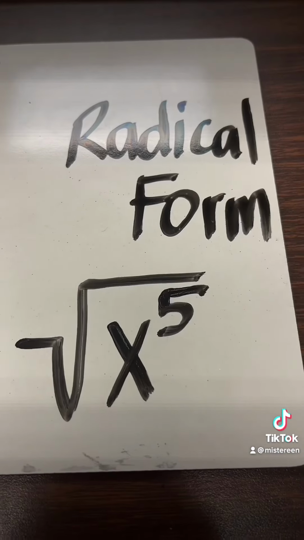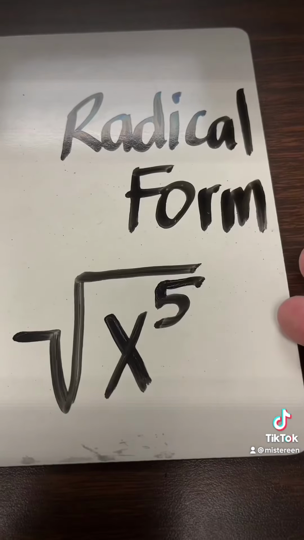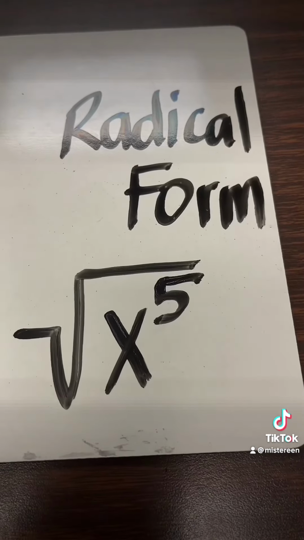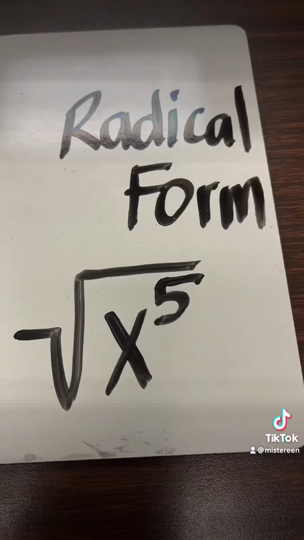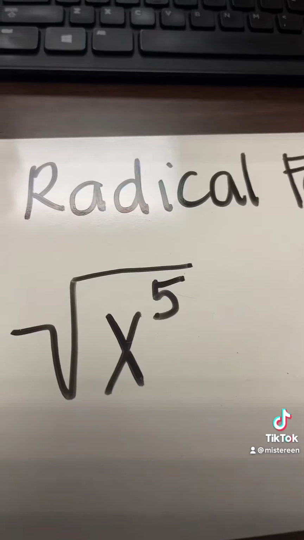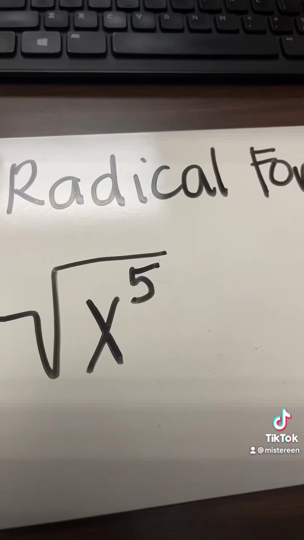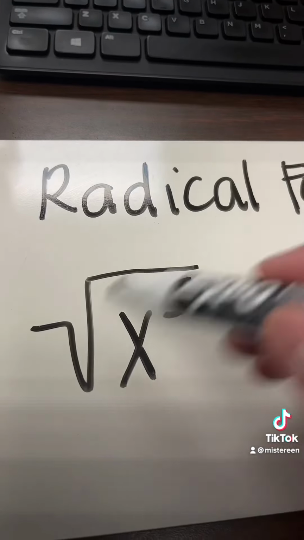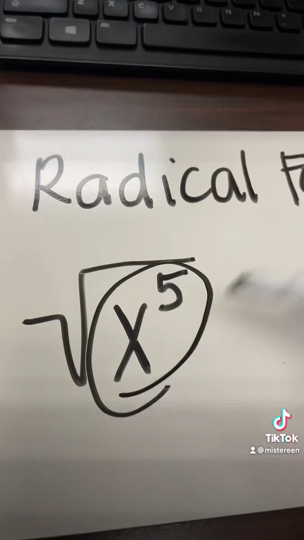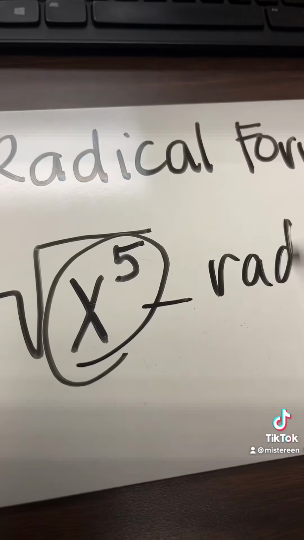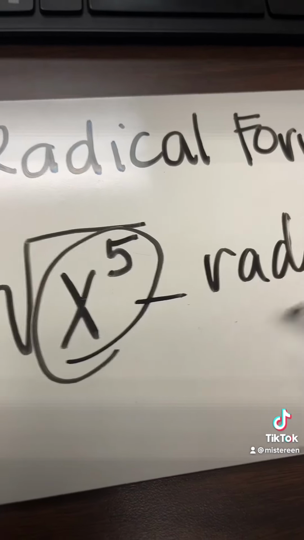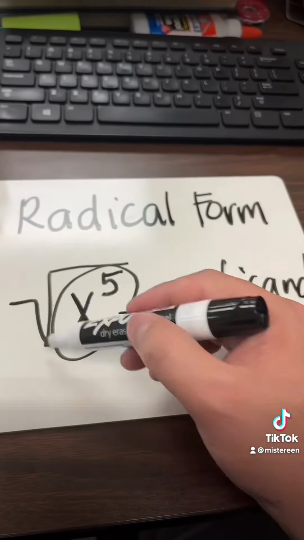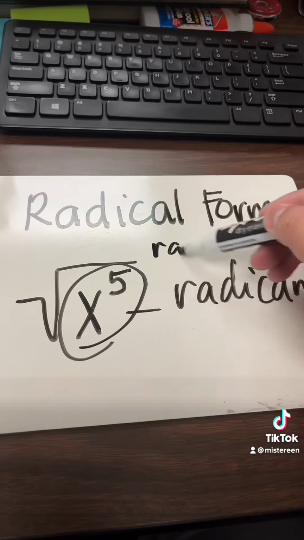For radical form, we have here an example of a radical form. You have the square root of x raised to 5. Okay, so that's how a radical form looks. For our radical form, we have some terminologies that we need to learn. First, you see this number inside the square root symbol. This number inside, you call it the radicand. And this symbol here, you call it the radical sign.